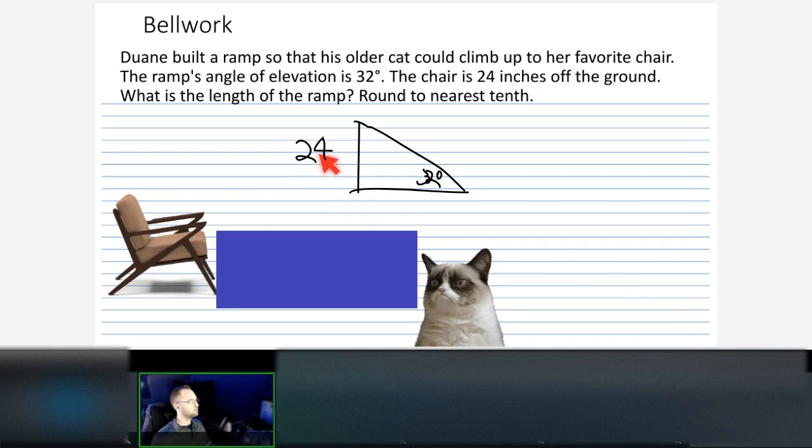All right, looks like we got the height is 24. The angle of elevation is 32. I like it, and that would be the ramp length, so I like it. The good old sine.